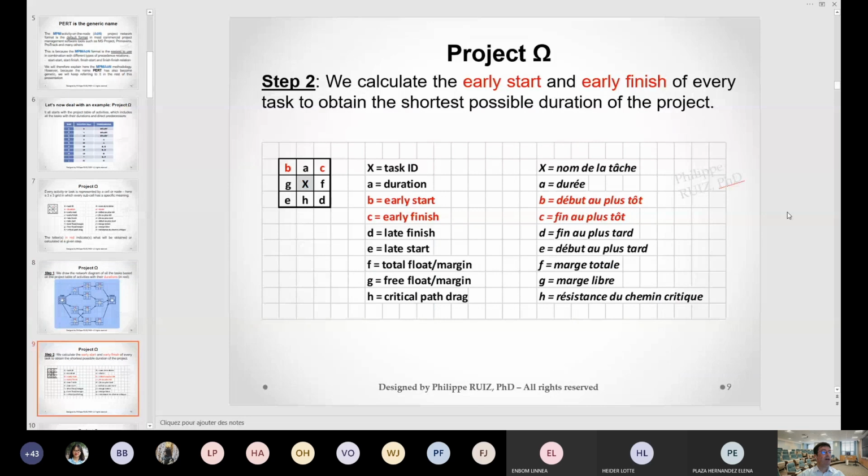Here we can see that we're going to introduce two numbers, B and C. What are B and C going to be in my network in every cell? B is going to be the early start, that is when you start the task at the earliest. And C is going to be the early finish, when you finish the task at the earliest. We're going to see what it means right away.